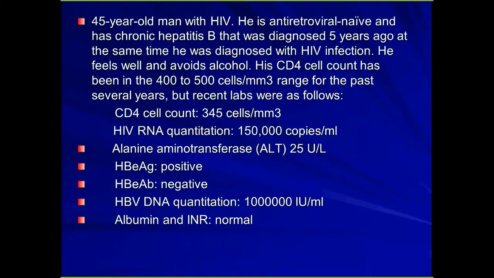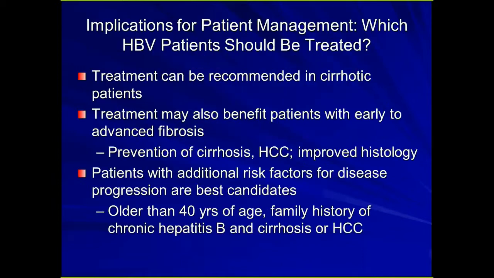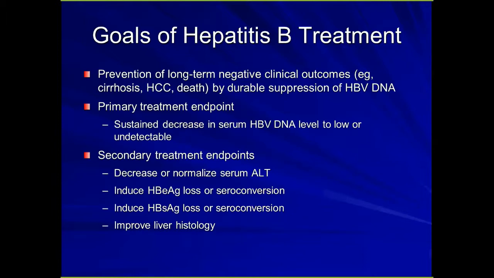Therefore, this fellow qualifies for treatment. He has HIV, he's 45, you are going to treat his HIV, and so you're going to treat his Hep B at the same time. And why should you treat? There are long-term benefits: cirrhosis, cancer, death.